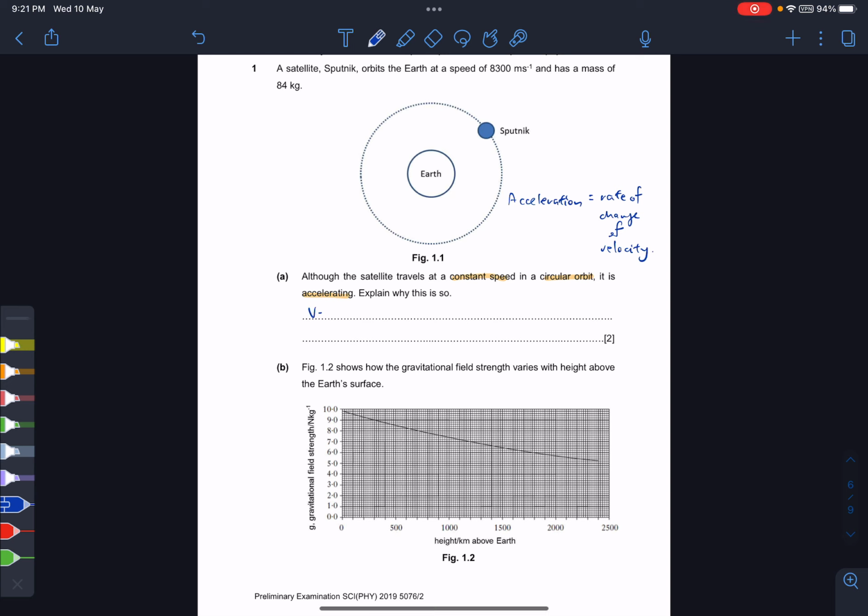The velocity is not constant. And why is that so? Because the direction of motion is changing, isn't it? Let me draw an arrow to show you. Let's say at this moment, this is the velocity. The next moment, the velocity is here. The next moment, the velocity is here. It keeps changing, you see. And since acceleration is the rate of change of velocity, the satellite is accelerating.